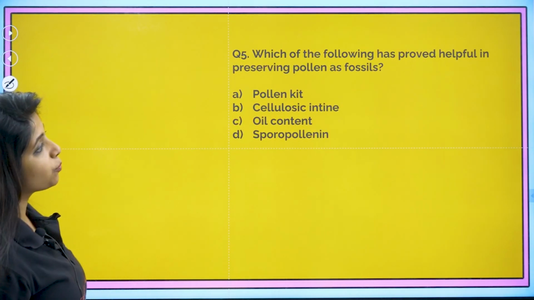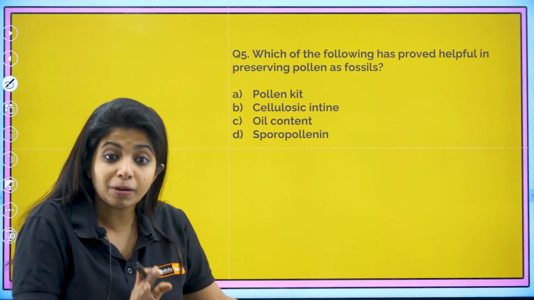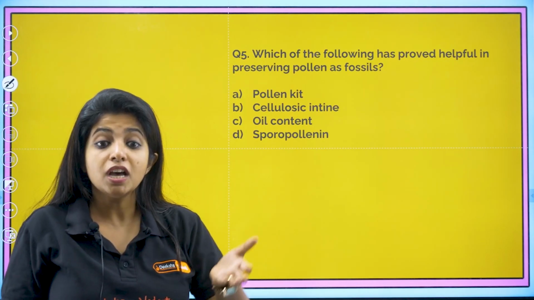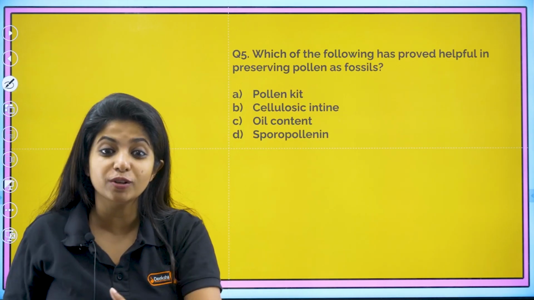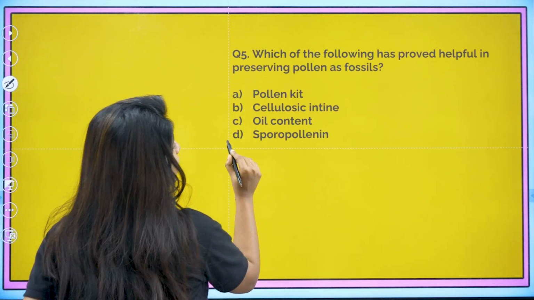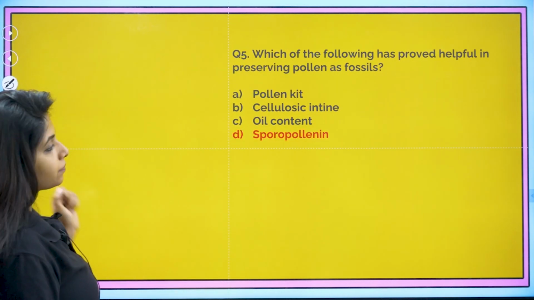Which of the following has proved helpful in preserving pollen as fossils? Again, the same type of question but in a different way. So what feature is there in the pollen which allows it to stay like a fossil, which allows it to stay for a very long time? Again, the same thing only. It would be sporopollen. So your fifth answer would be D.